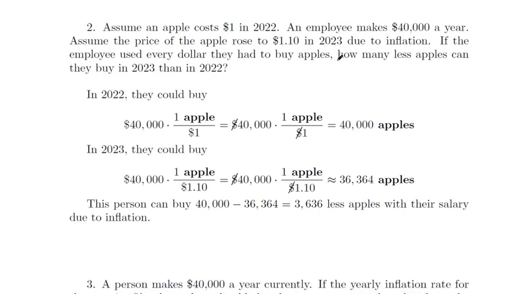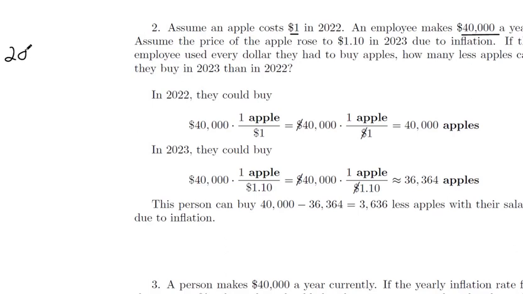It's more complicated because some things don't go up at the same percentage as others. But okay, so how many fewer apples can they buy in 2023 than 2022? So in 2022, it's $1 per apple. So if you've got $40,000, then you're getting 40,000 apples. So in 2022, you're getting 40,000 apples.